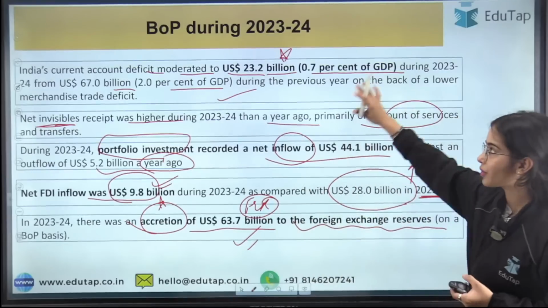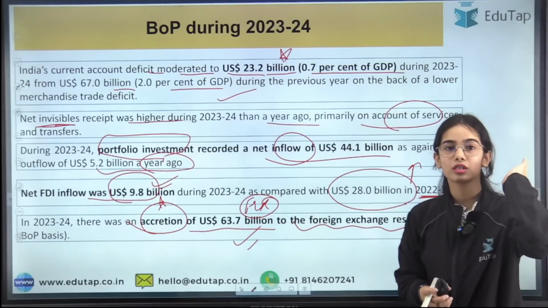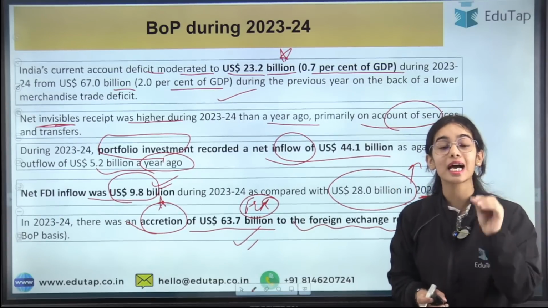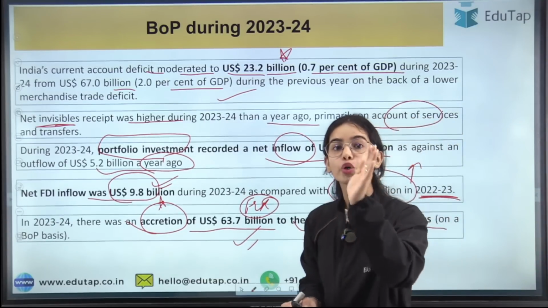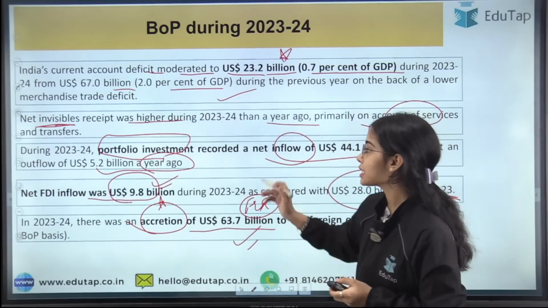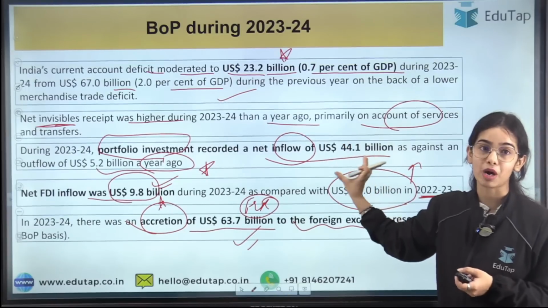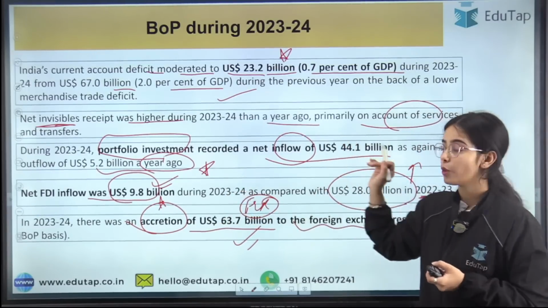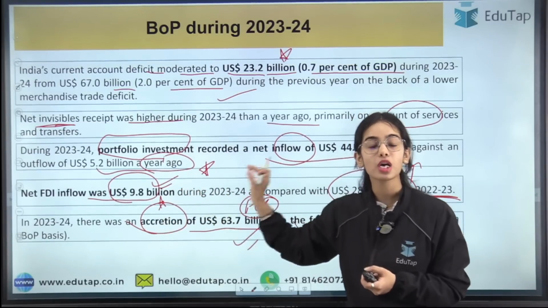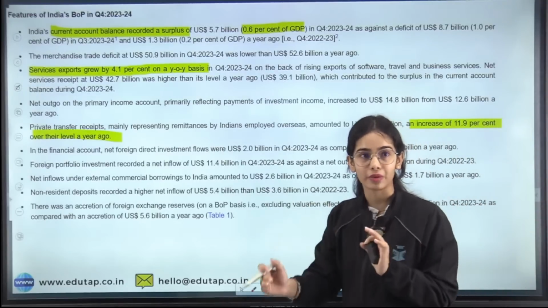So this is the idea about the balance of payment during 2023-24. The highest benefit that we have got is from the current account. Why? Because the current account deficit has reduced from 2% of the GDP to 0.7% of the GDP. That is a very good amount. Next, the portfolio investment has recorded a huge net inflow as compared to the previous year. While the net FDI has been positive in 2023-24, it is lesser than the previous year. But the foreign exchange reserves have increased, so that is good.